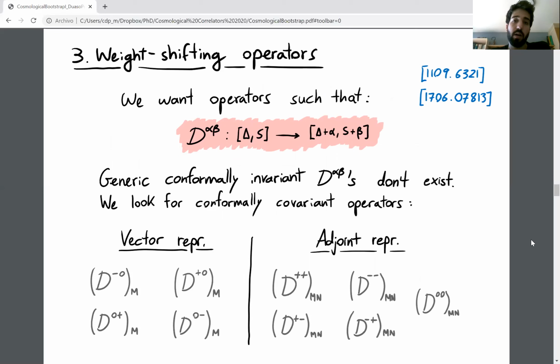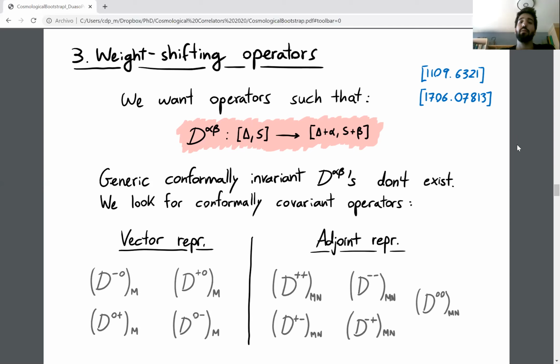Okay, so we are now ready to try to build the weight shifting operators. These operators are basically differential operators, which will act on a representation of weight delta and spin s, and will give us a representation of weight delta plus alpha and spin s plus beta. Some of these kinds of operators were already found in this paper by Costa, Penedones, Poland, and Rychkov. And then later they were more systematically studied in this paper by Karateev, Kravchuk, and Simmons-Duffin.